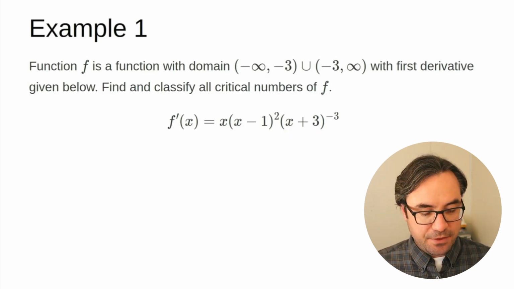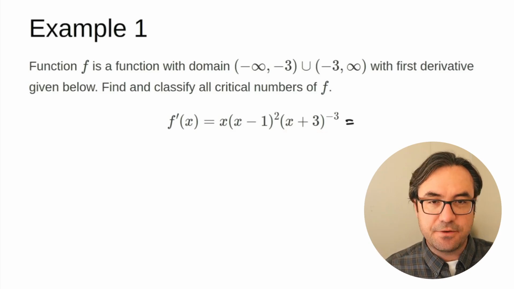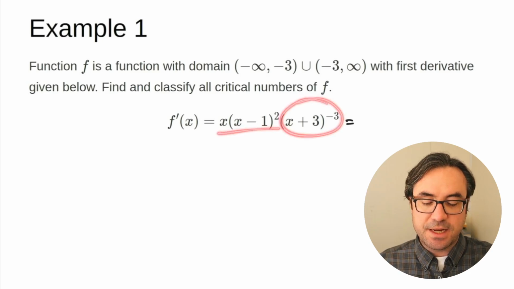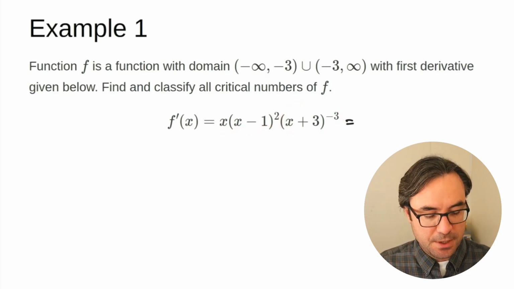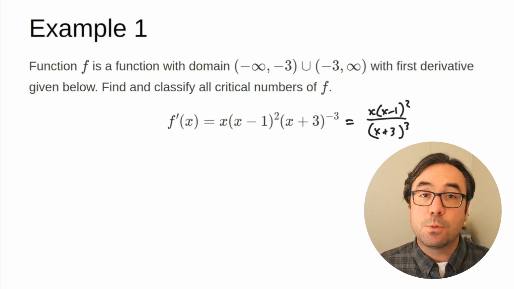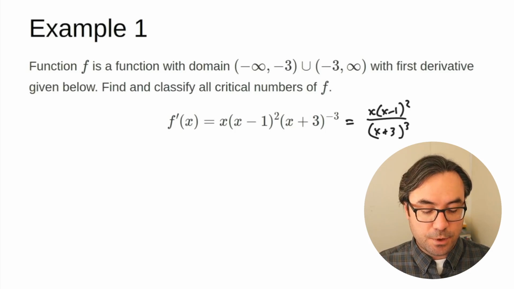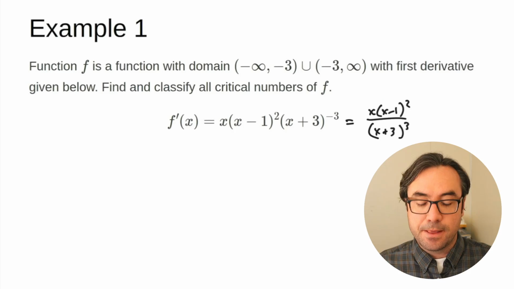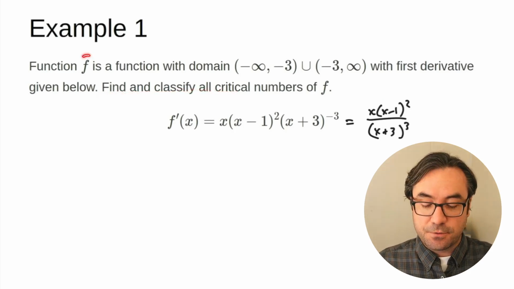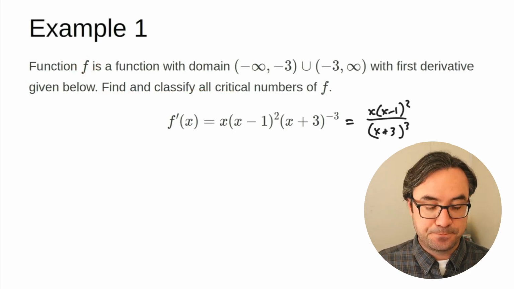And before we do anything, let's just rewrite this negative exponent. We've seen one like this before. Let's rewrite this negative exponent as a fraction. So we get x times (x minus 1) squared over (x plus 3) cubed. So what we're going to do is use this first derivative to help us find and classify all of the critical numbers for the original function f.